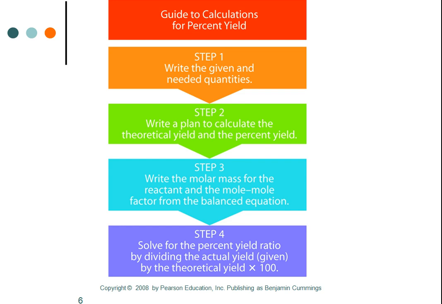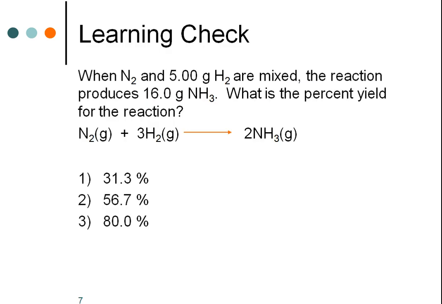Here's another problem. When nitrogen and 5 grams of hydrogen are mixed, the reaction produces 16.0 grams of ammonia. What is the percent yield for this reaction? There's 3 possible answers here. One of them is correct and the other 2 are not. Take a moment, pause this, use the previous example as kind of a template, and solve for this. Solve for the percent yield for this problem, and then I'll come back in just a moment after you unpause and walk you through this.